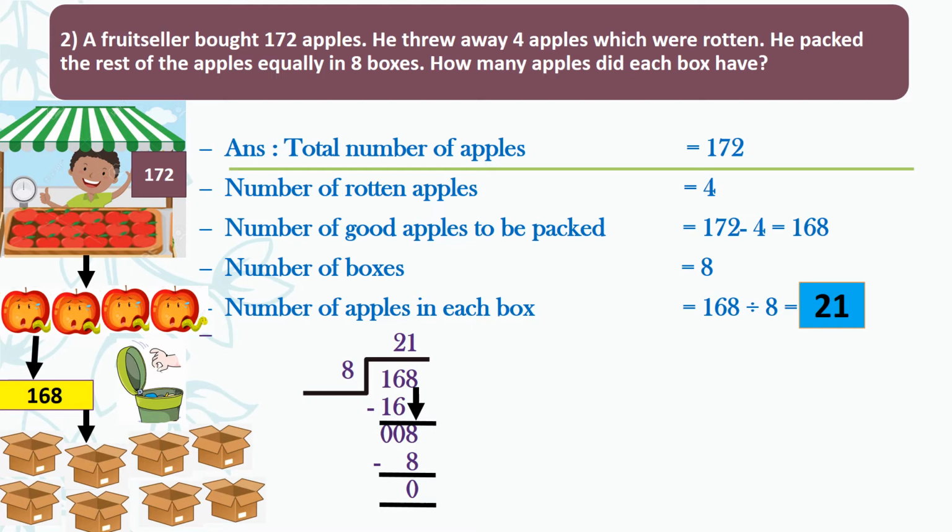Next, bring down 8 and again you divide 8 by 8. So 8 into 1 gives us 8. Again you subtract 8 minus 8 and the remainder that you get is 0. Do we have any other number to bring down? No. So the quotient is 21 and the remainder is 0. So the quotient is the answer here. So how many apples go into each box? Each box has 21 apples.